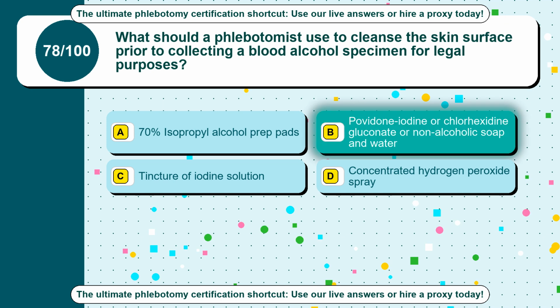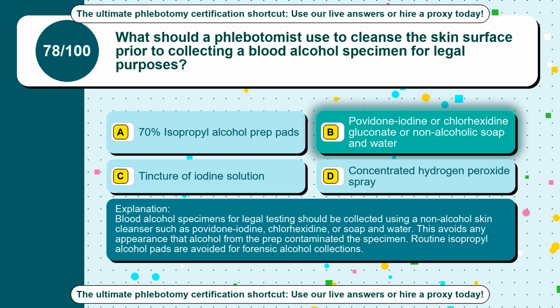The correct answer is option B, povidone iodine or chlorhexidine gluconate or non-alcoholic soap and water. Blood alcohol specimens for legal testing should be collected using a non-alcohol skin cleanser such as povidone iodine, chlorhexidine, or soap and water. This avoids any appearance that alcohol from the prep contaminated the specimen.